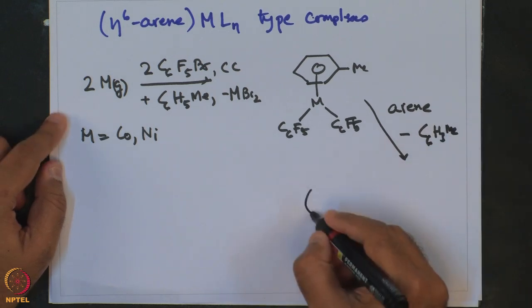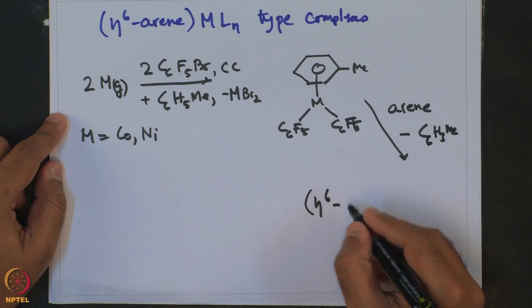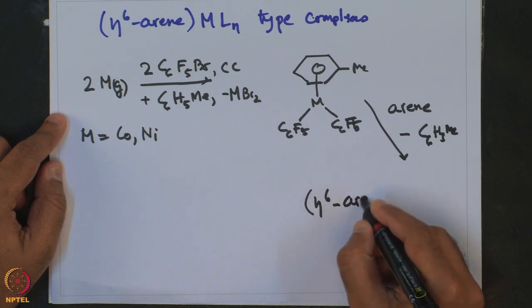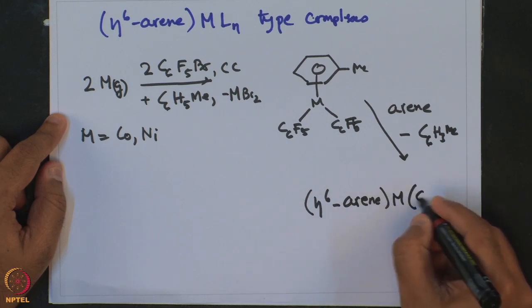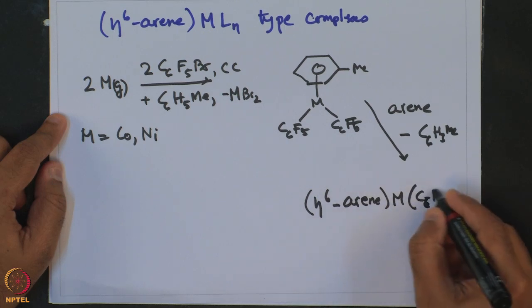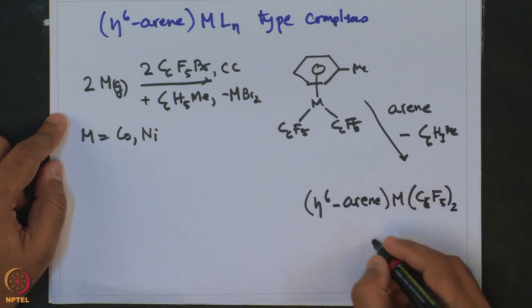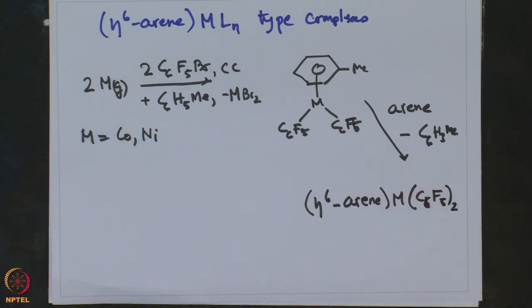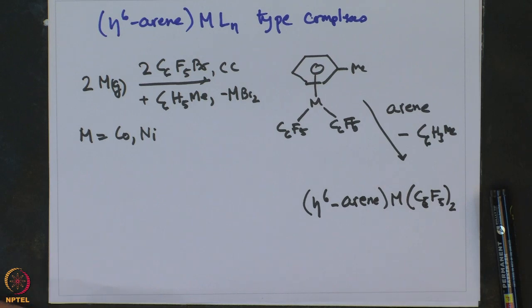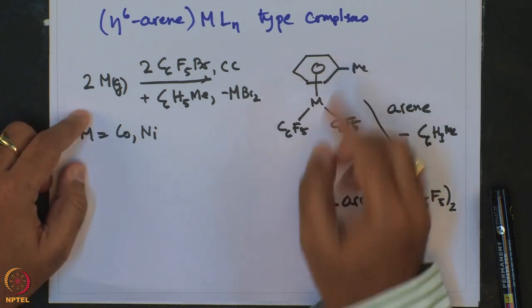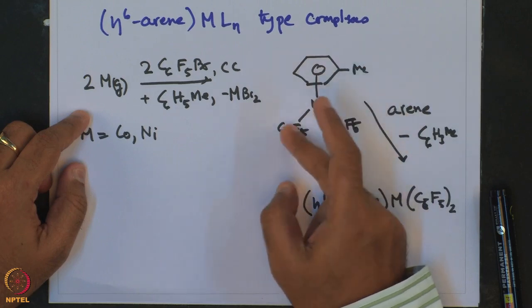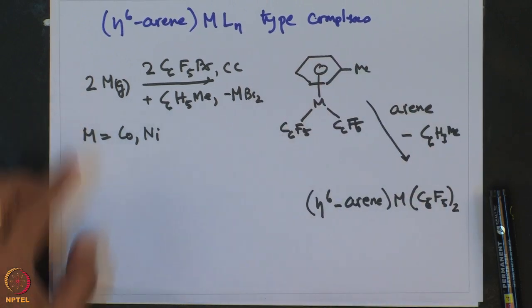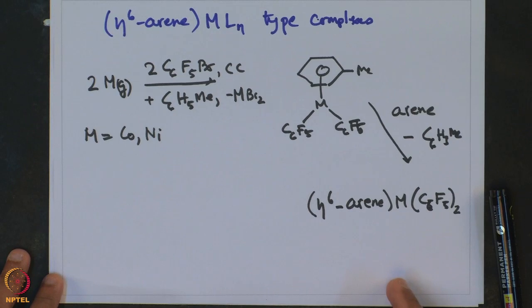to give eta 6 arene metal (C6F5)2 type complex. So, one can see that the co-condensation method, or metal vapor synthesis method, is successfully used in synthesizing eta 6 arene and C6H5 bis Ln type complexes. So, here is an interesting example.